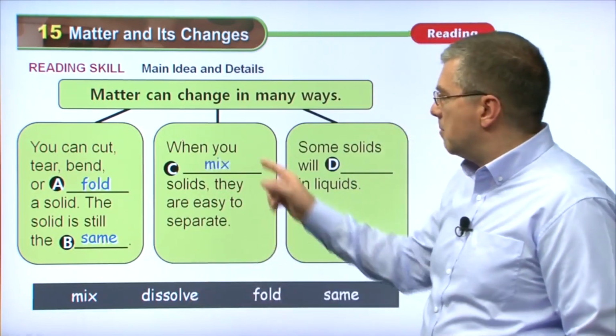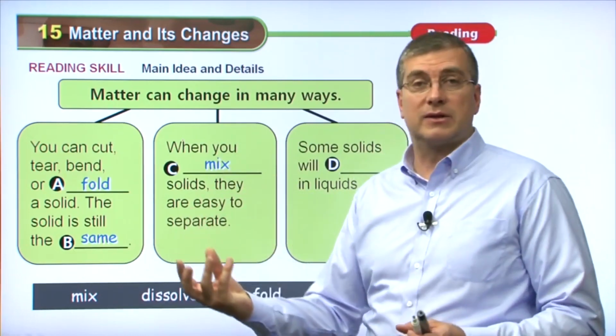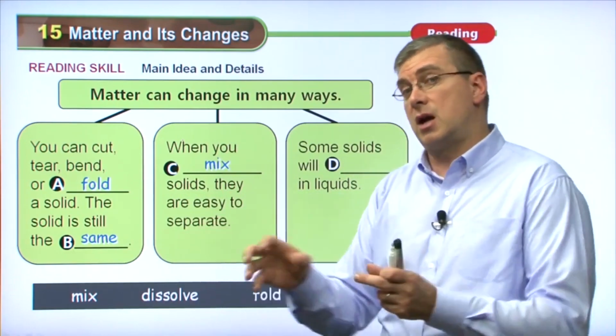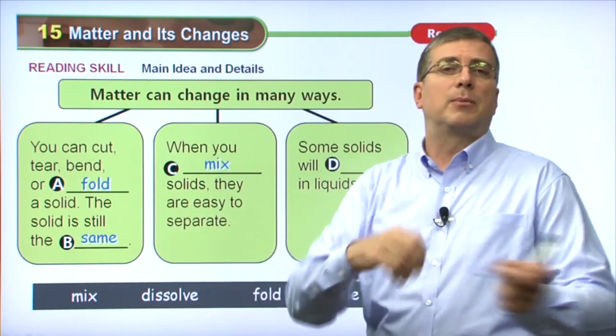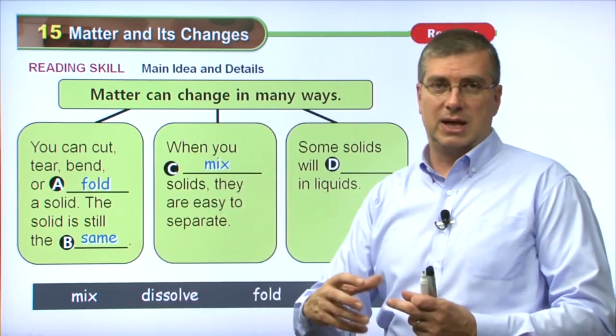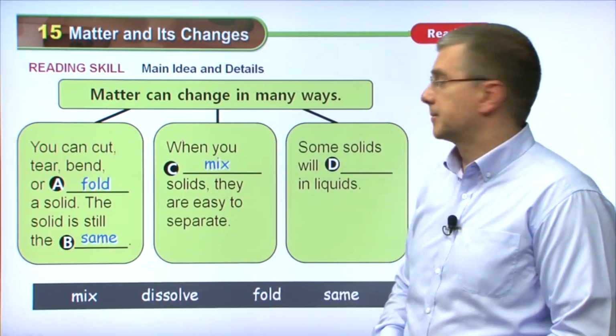Well, if you put mix, then that's correct. When you mix solids, right, you take peanuts and almonds and cashew nuts, you mix them together. They're all solids, you mix them together, but it's easy to separate them. When you take different colored candies and you mix them together, you can still separate them. It's easy to separate those.